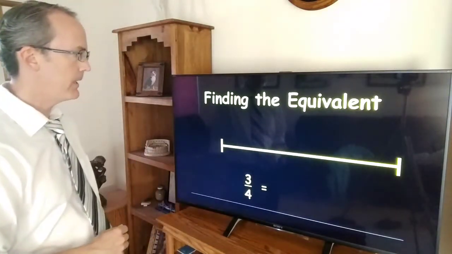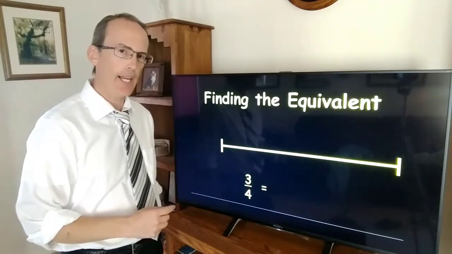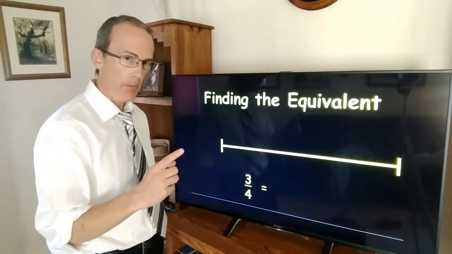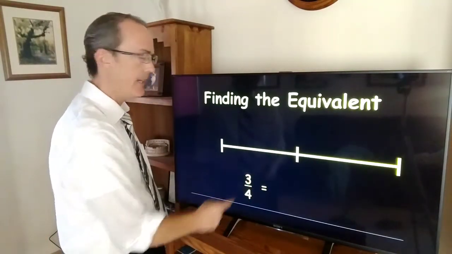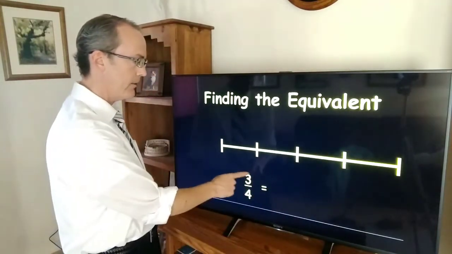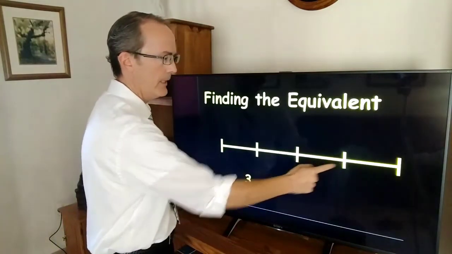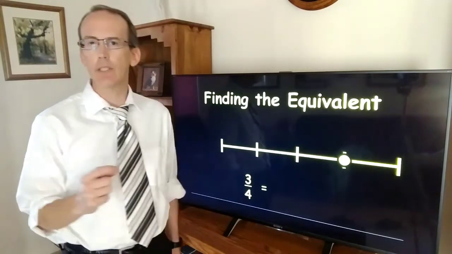Let's try another one. Now we have 3/4. So again, we're going to divide the line into 4 equal pieces. Remember, start in the middle. Then we divide each piece in the middle again. Now we find the third piece. 1, 2, 3, right here. 3/4.